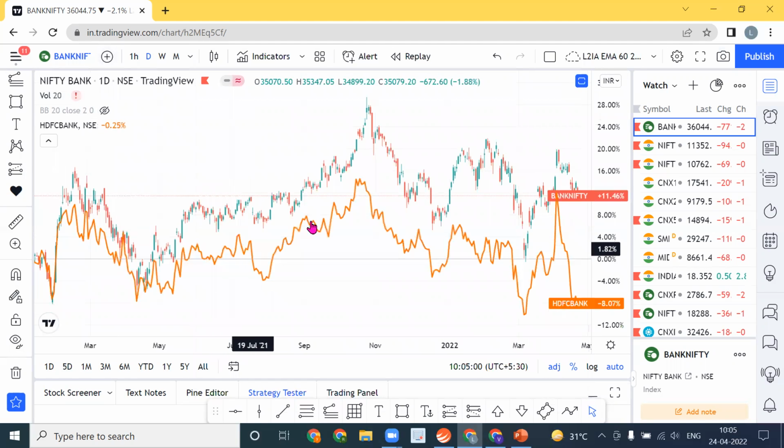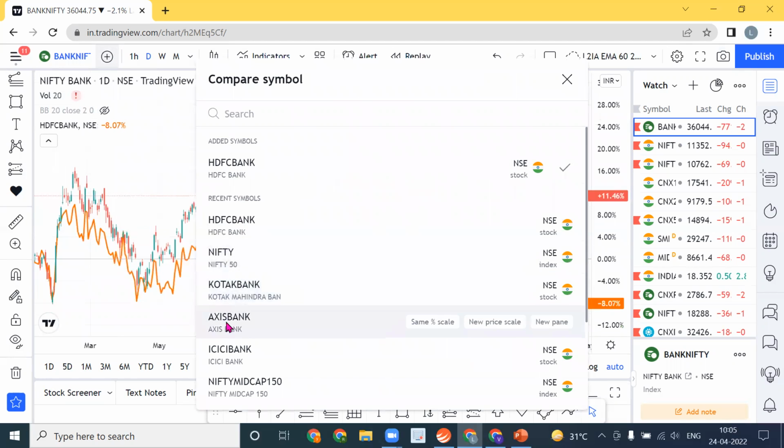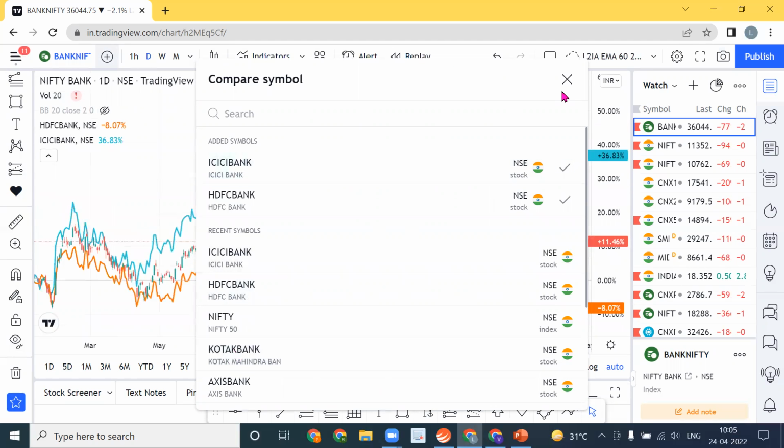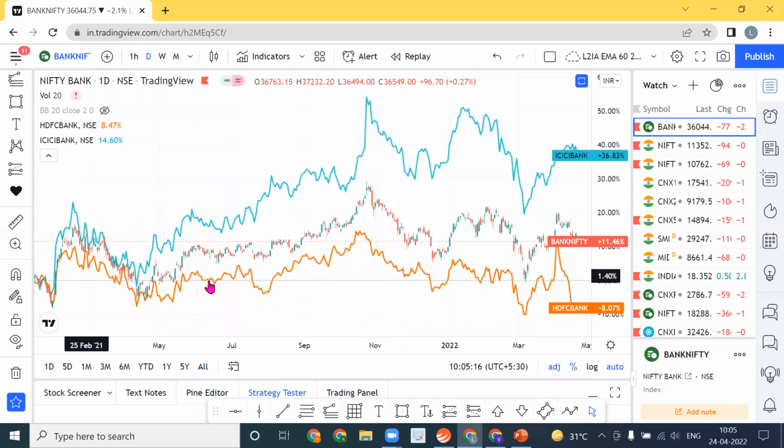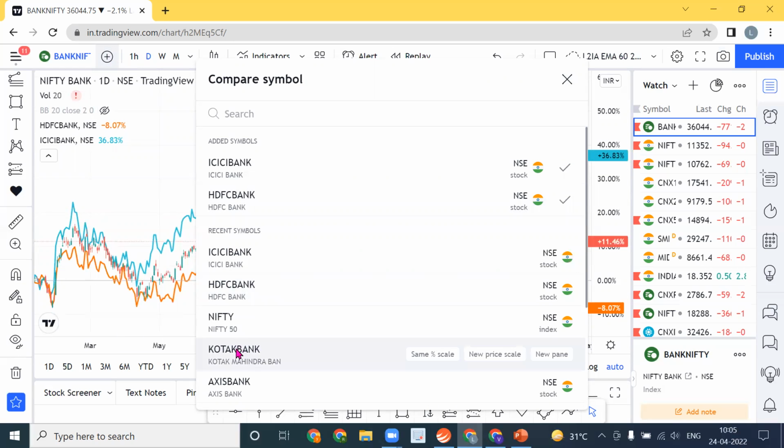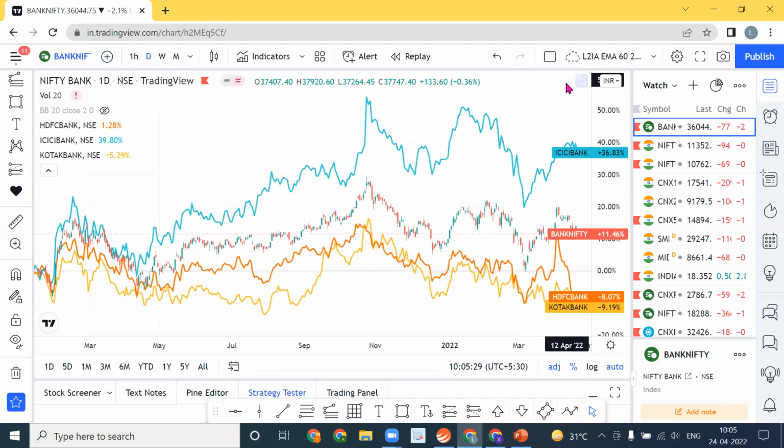You can see the yellow line. The yellow line is of HDFC Bank. Where is my Nifty Bank here? HDFC Bank is minus 8% down. Let us add ICICI Bank. So the price of Nifty Bank is here. ICICI Bank is plus 36% above. Let us add Kotak Bank. Kotak Bank is here. You can see here, it is below HDFC also. Many a times I have told you all these things.